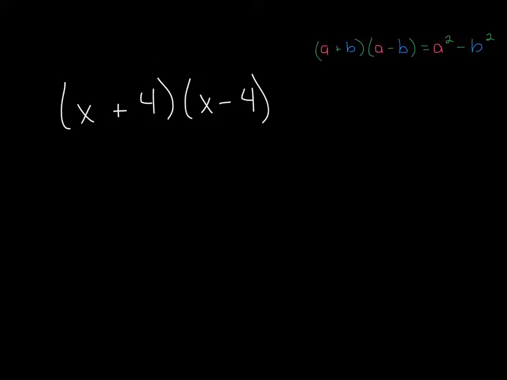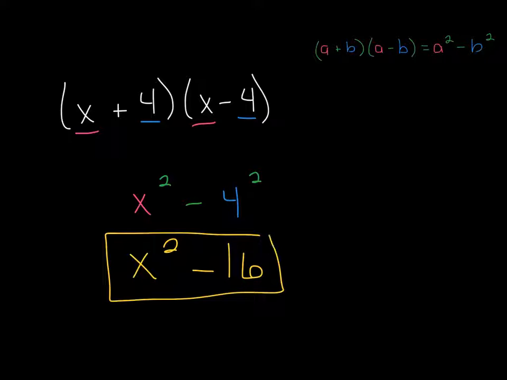Okay, our next example, we have x plus 4, x minus 4. This time, the plus comes first. But it's still the same thing. a is x, so x squared. b is 4, so minus 4 squared. So x squared minus 16.